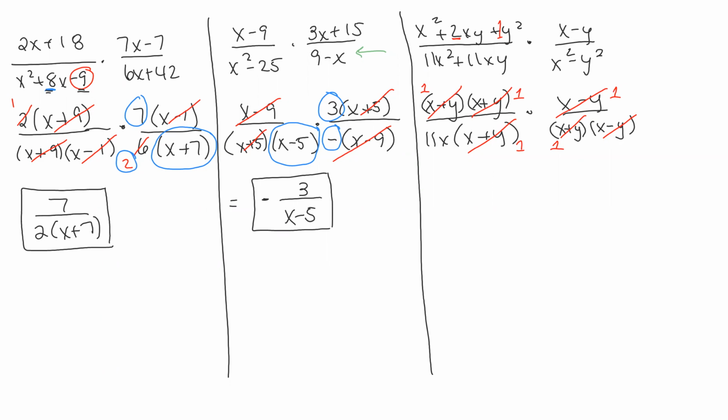So even though it looks like everything in the numerator cancels, it does, but we're left behind with these 1s. So in the numerator, I'm left with 1 times 1 times 1. In the denominator, I'm left with 11x times 1 times 1 times 1. So the final answer here would be 1 over 11x. 1 times 1 times 1 is 1. 11x times 1 times 1 times 1 is 11x. So there's your final product.